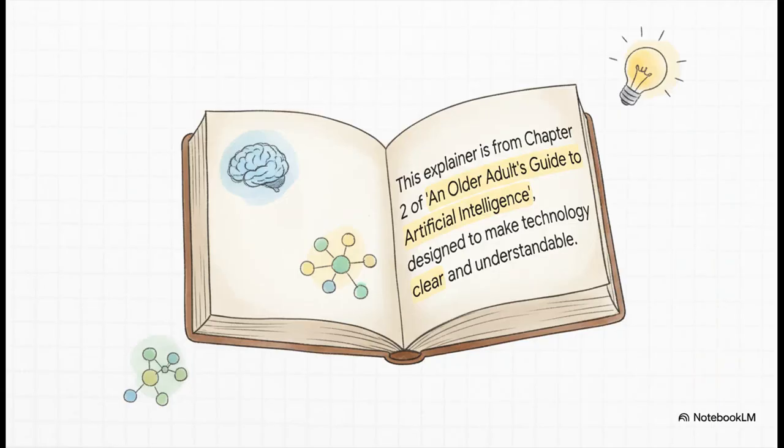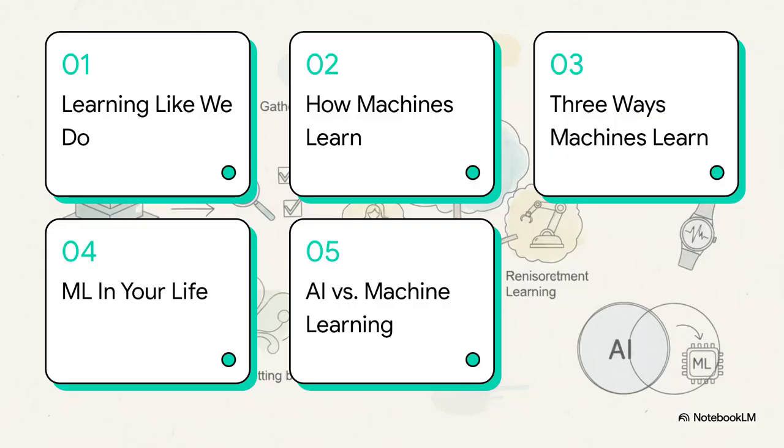And just so you know, all the information we're covering today comes directly from Chapter 2 of a fantastic guide called Introduction to Artificial Intelligence for Older Adults by Virtualization Options LLC. It's really designed to make all this technology super easy to grasp. All right, let's jump right in.